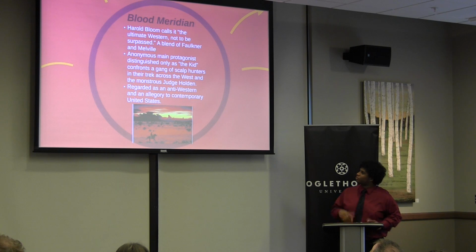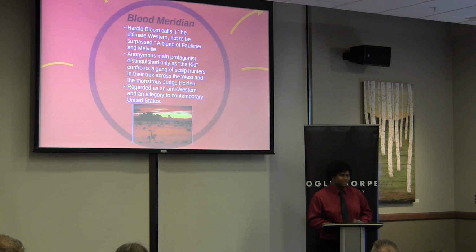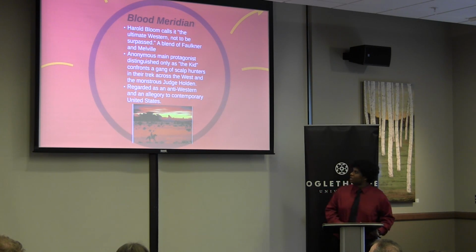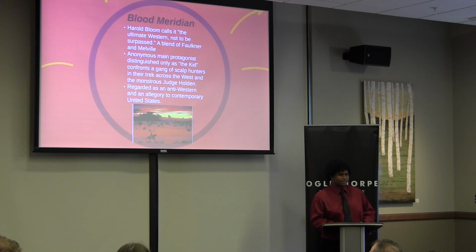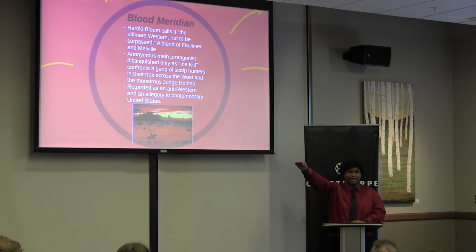Harold Bloom calls it the ultimate Western not to be surpassed, and also calls McCarthy a worthy disciple of Faulkner and Melville. The novel deals with an anonymous main character named the Kid, who goes on a westward trek across Texas and through Mexico, with a group of scalp hunters and with a judge who can only be described as diabolical and demonic. Quite literally, he's a big, monstrous, albino man who's 7 feet tall, and he's a pedophile, and there are many attempts to kill him, and they fail.